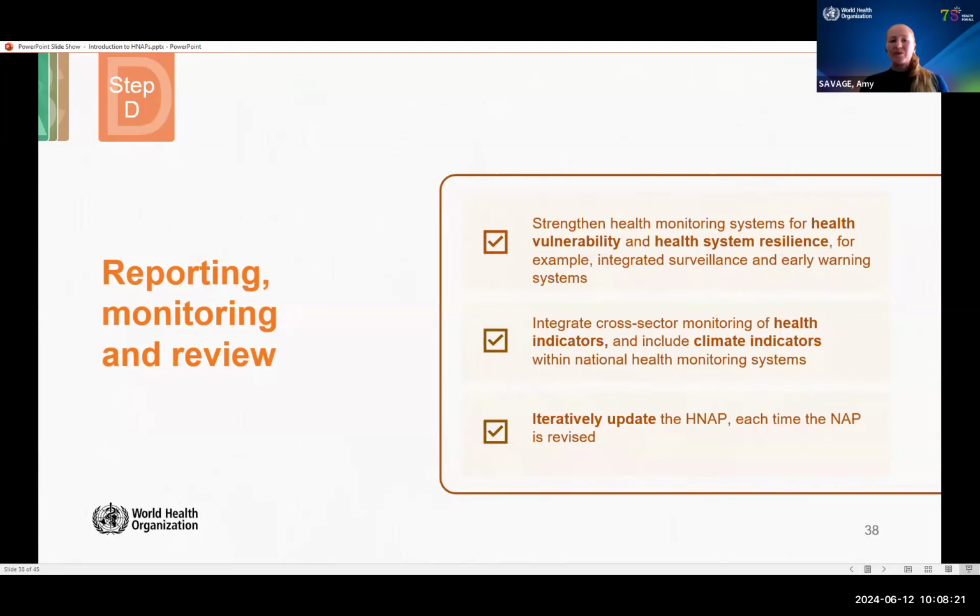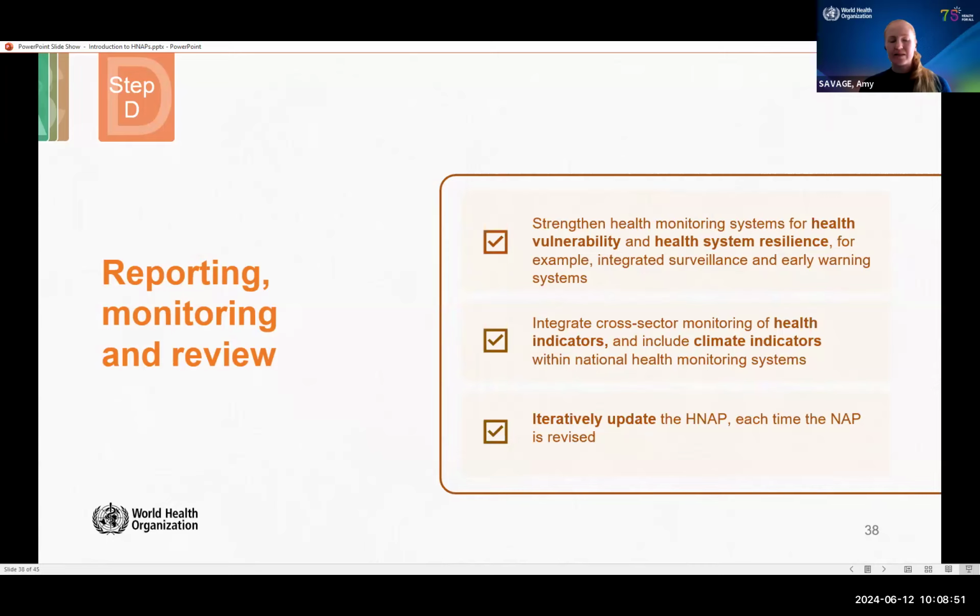We would aim also to integrate monitoring across the sectors, so including health indicators in other sectors and including climate indicators within the health sector. And of course, as mentioned, it's crucial to iteratively update the HNAP. HNAPs are usually for a period of 5 to 10 years. Ideally, we coordinate with the NAP process and update the HNAP when the NAP is being updated.